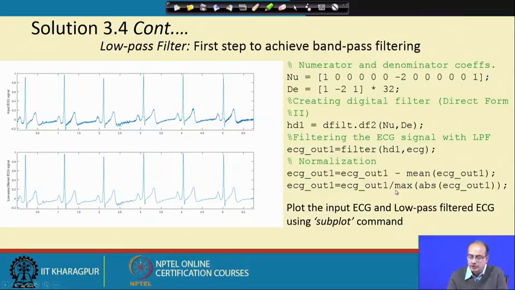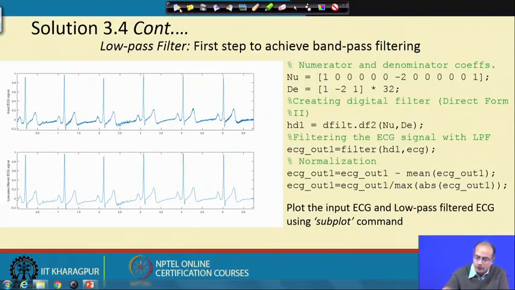So, we have made use of that numerator coefficient and denominator coefficient and created the filter here. Once the filter is made, we convolve it with the ECG signal to get the output, and then we have removed the mean, as well as normalized the signal to make it between -1 to +1. Okay.